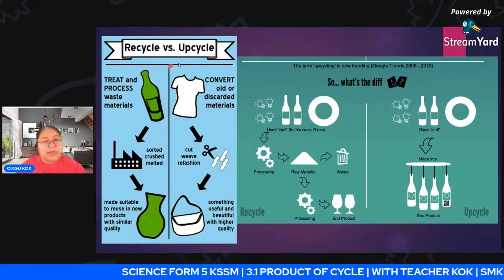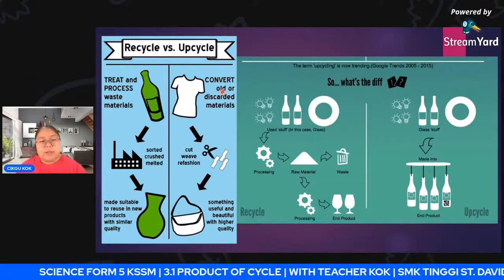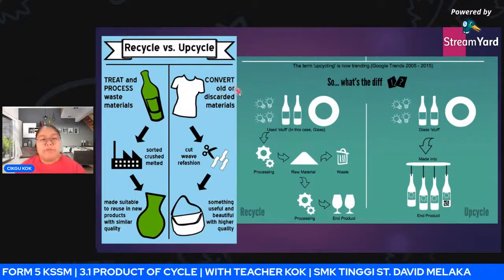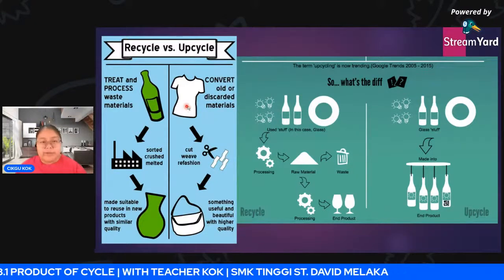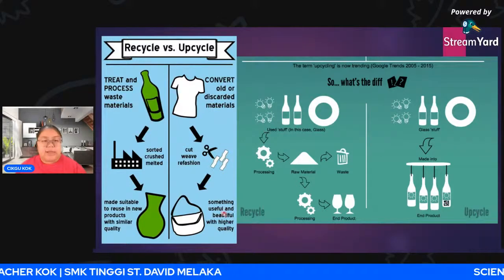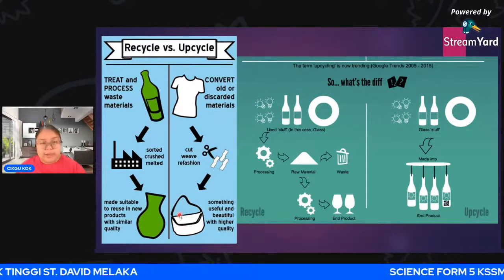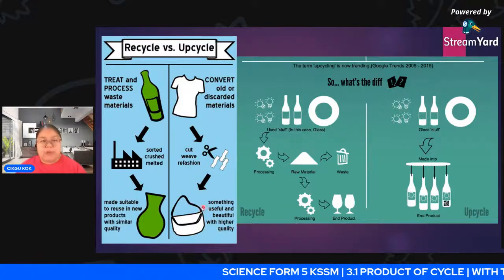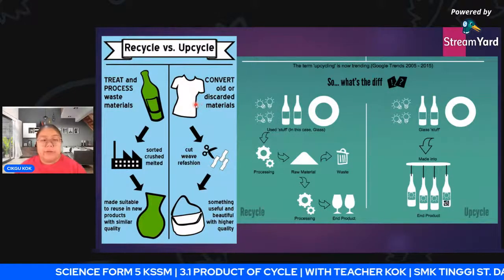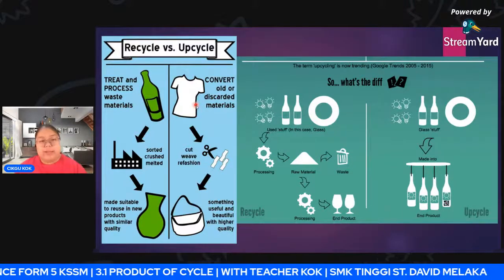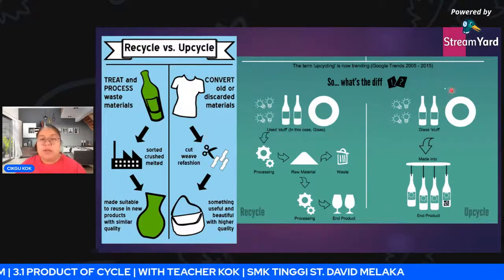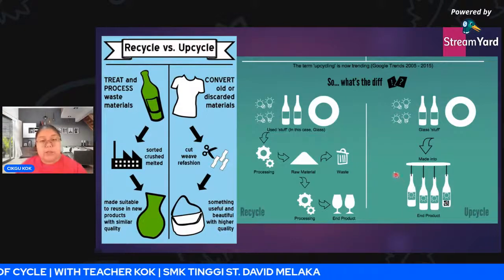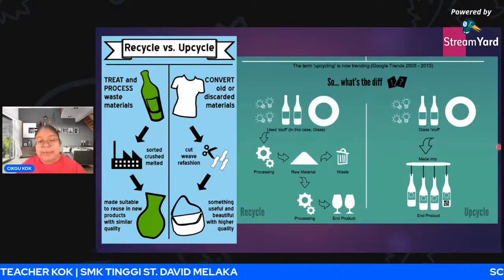Okay, then you see the upcycle. Upcycle is totally a change. Convert the old discarded material, they go to cut. After that, the refraction again. Something useful and beautiful, higher quality, is produced. So you can see this one is a new product, but they never use any processing for the manufacturing. They just design only. So this is one of the differences between recycle and upcycle.